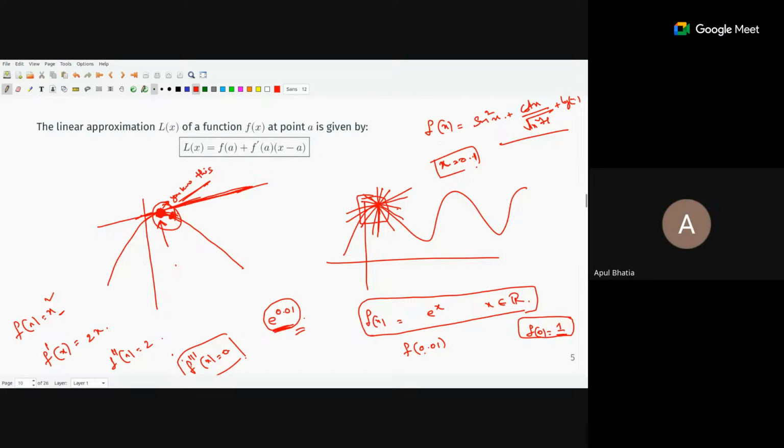Sir, I'm not able to understand the physical representation of this e^0.01. So we have a curve of e^x. When we say e raised to power 0.01, it means x is 0.01 and we want to find the value, right? Then again, there would be something around. If you can just please draw a graph and explain that.